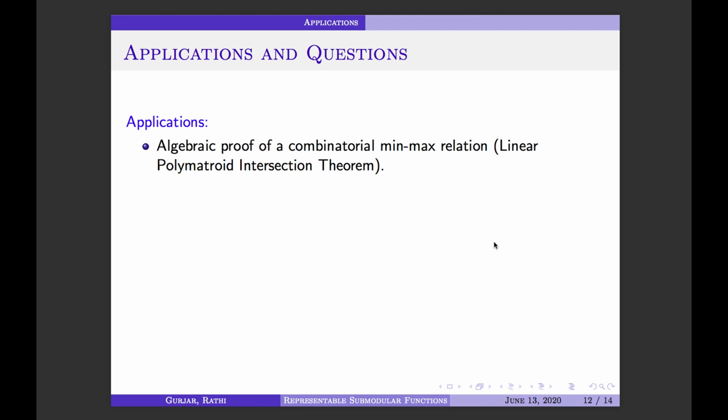One nice byproduct of our algorithm is an algebraic proof we get for a combinatorial min-max relation, which is known as the linear polymatroid intersection theorem. Secondly, there are these two combinatorial optimization problems which we show can be reduced to minimizing linearly representable submodular functions, and thus we get parallel algorithms for these. To the best of our knowledge, previously there were no known such parallel or algebraic algorithms for these problems.